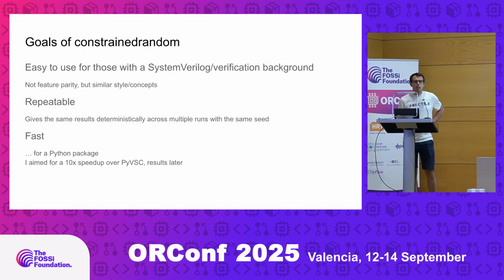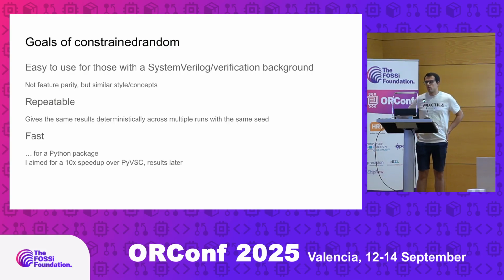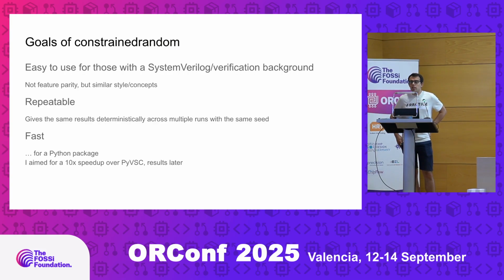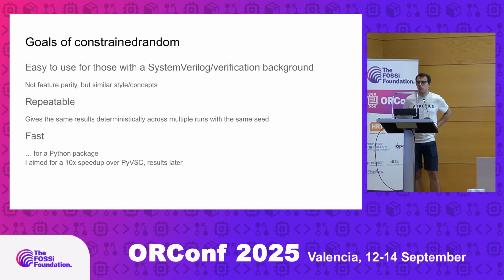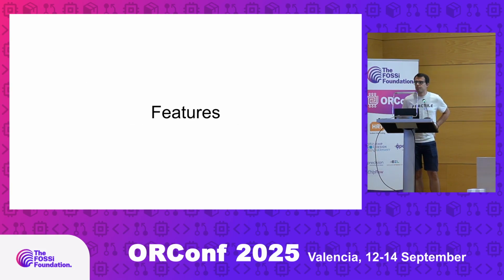So, the goals of the library. I wrote this a couple of years ago. When I set out, I wanted to make it easy for those from SystemVerilog to transition to using this. I wanted it to be repeatable, so as was being discussed before, the idea of seeding needed to be firmly in place. And it needed to be fast, or rather as fast as a Python package could be. We initially picked up some work that was using PyVSC, and that was unfortunately too slow for our use case. So I aimed for a 10x speed up over PyVSC.